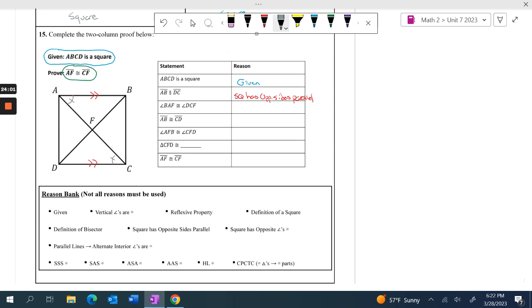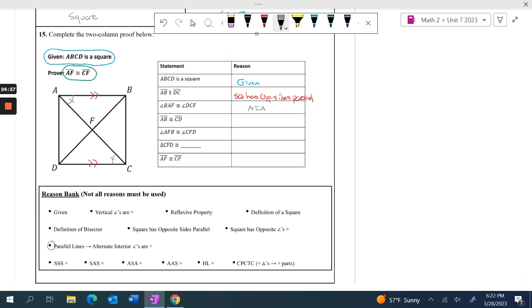I've got a transversal, A to C, and like we talked about in class, actually today, whenever you have parallel lines and whenever you have a transversal, that means you have alternate interior angles. So my reason would be right here. Parallel lines, alternate interior angles are congruent. You could just write AIA, alternate interior angles, which is that reason right there.